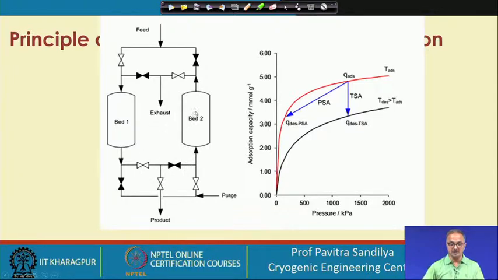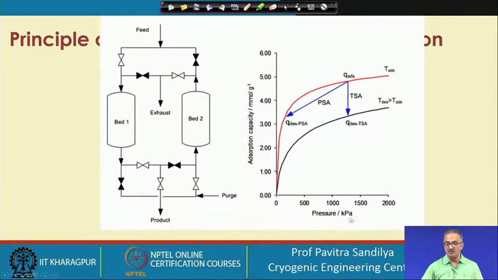Now in case of regeneration, this particular bed is undergoing regeneration. We put some kind of hot stream through this bed, and from these adsorbents the adsorbed solute, for example nitrogen in this case, will be carried over from this adsorbent bed and taken out, and then this bed will be ready for adsorption.